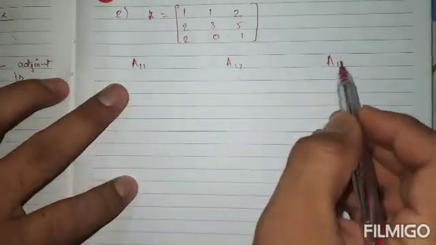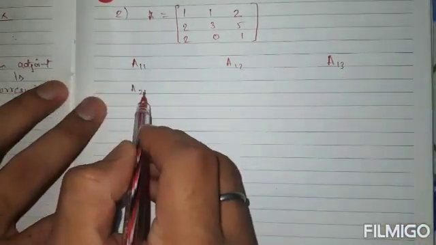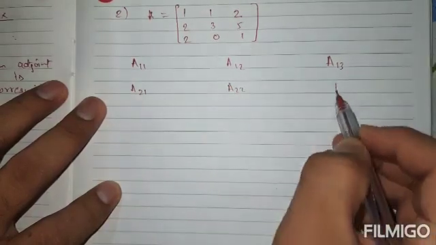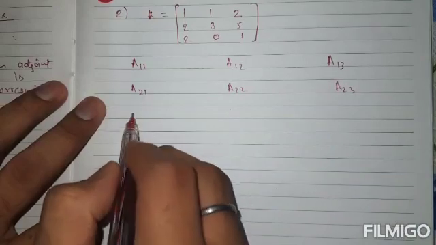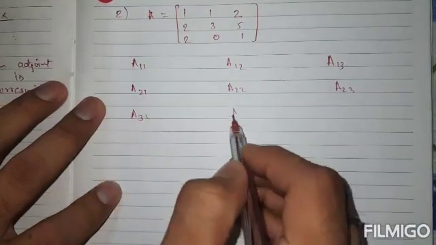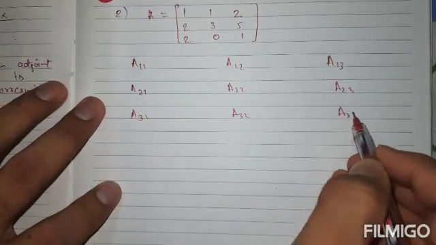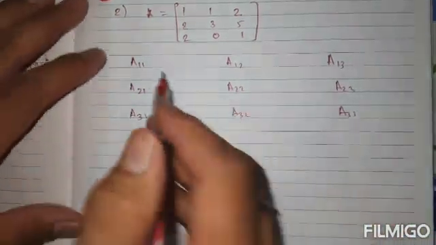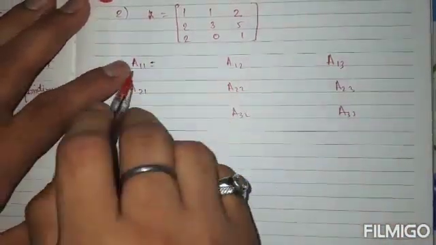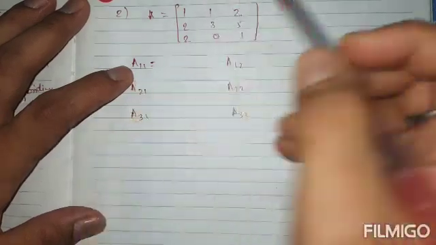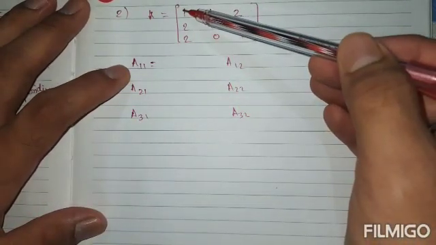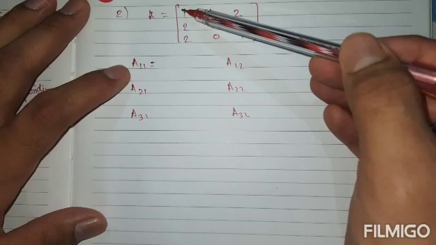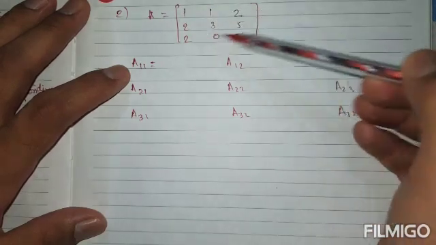For all those 9 elements, the cofactors are A11, A12, A13, which are the cofactors of the elements of the first row. Then A21, A22, A23 are the cofactors of the second row, and A31, A32, A33 are the cofactors of the third row. Now, finding A11, we very well know the odd and even positions. The signs of the positions are plus, minus, plus.